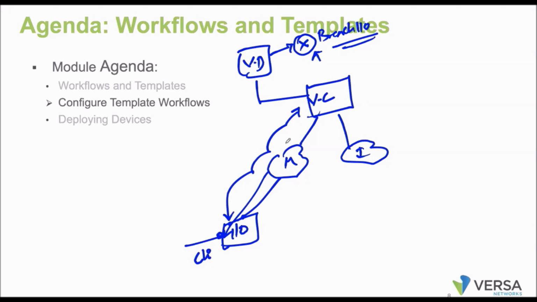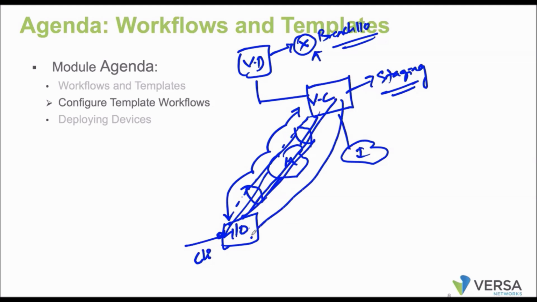With the help of that CLI based scripting, a tunnel gets created between the branch and the controller. This controller I have made as a staging controller, and I'll show you how to do that. Based on that, branch 110 will establish a tunnel towards the VC. The VC will provide a temporary IP address to the branch, and the branch will share its serial number with the VC.